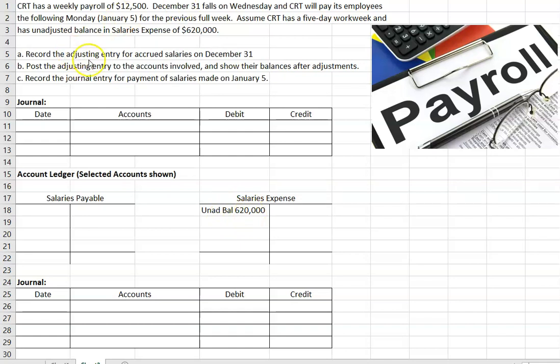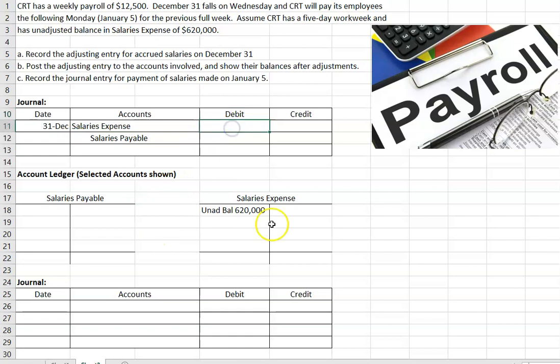Part A asks us to record the adjusting entry for accrued salaries on December 31st. So the reason that we want to accrue at December 31st is because we want financial statements on December 31st. So the fact that our employees have worked and we therefore owe them some salaries for Monday, Tuesday, Wednesday, we need to make a journal entry so that that will be included in our financial statements.